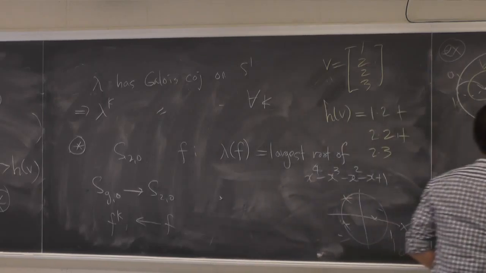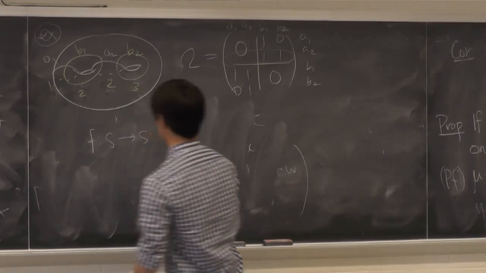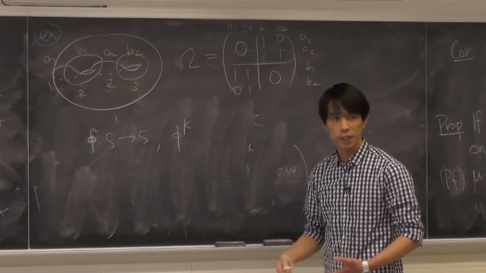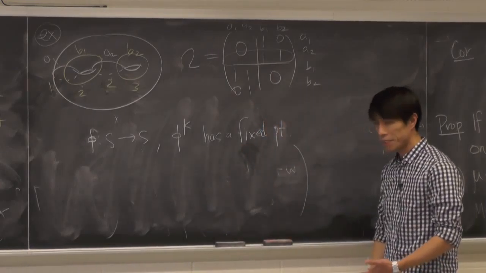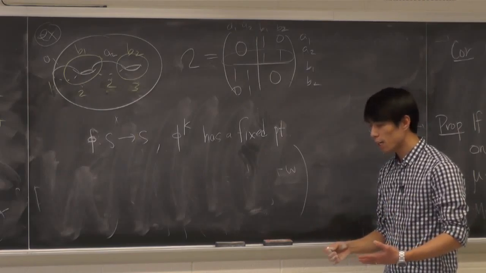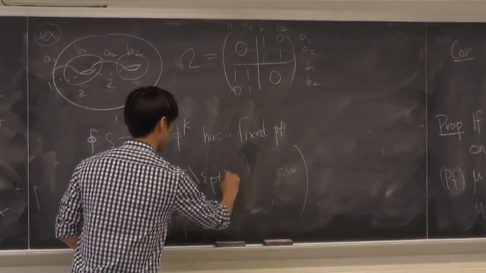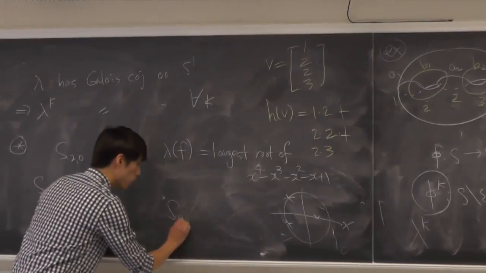And given a surface, any pseudo-Anosov map, for some power k, phi to the k has a fixed point. Deleting this fixed point gives us a pseudo-Anosov homeomorphism with one additional puncture, inducing a map from the surface minus a point to the surface minus a point. So puncturing one additional point, we have a pseudo-Anosov mapping class with stretch factor lambda to the k. Again, this lambda to the k has a Galois conjugate on the unit circle. So by puncturing, there are pseudo-Anosov mapping classes on all S_{g,n}.